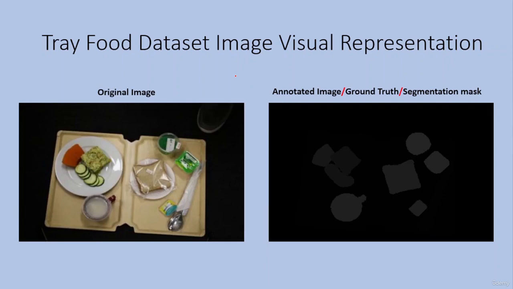Now you can see the tray food dataset image visual representation. For example, here is the original image. You can see the original image of the tray with the different foods. And next to the original image, there is the corresponding annotated image of the original image, or you can say the ground truth, or also we can say the segmentation mask.